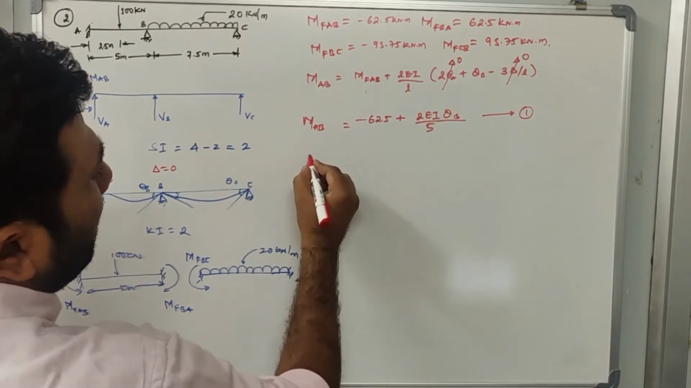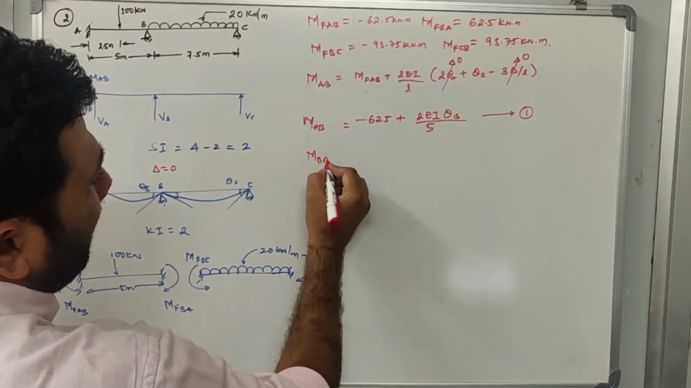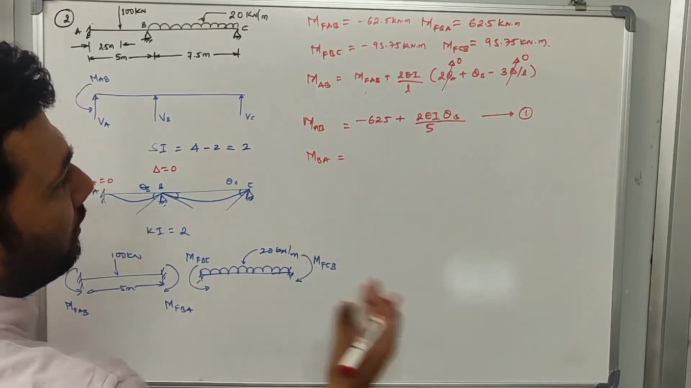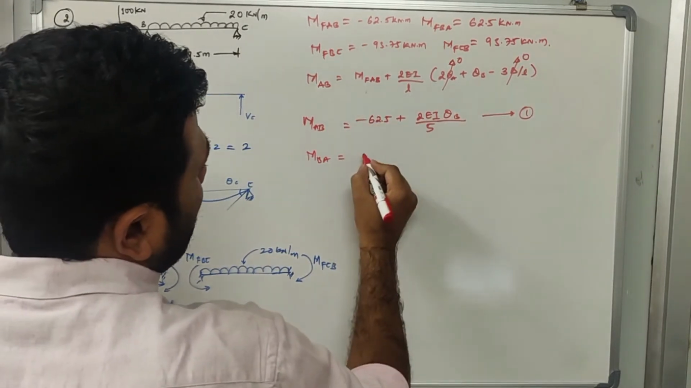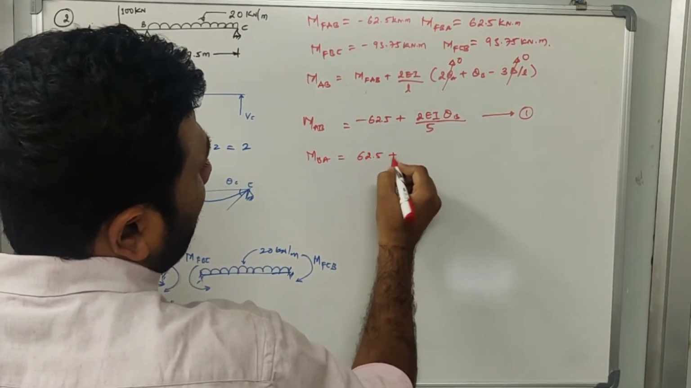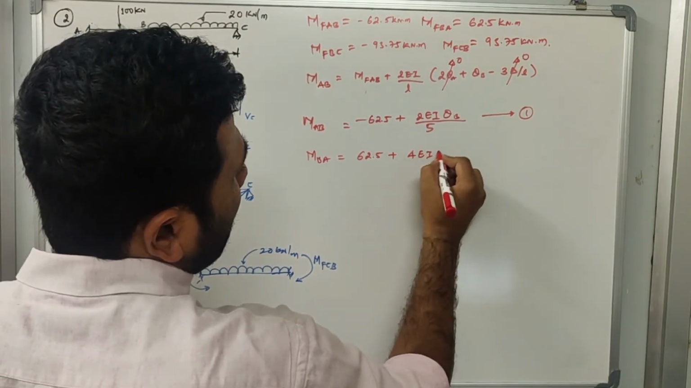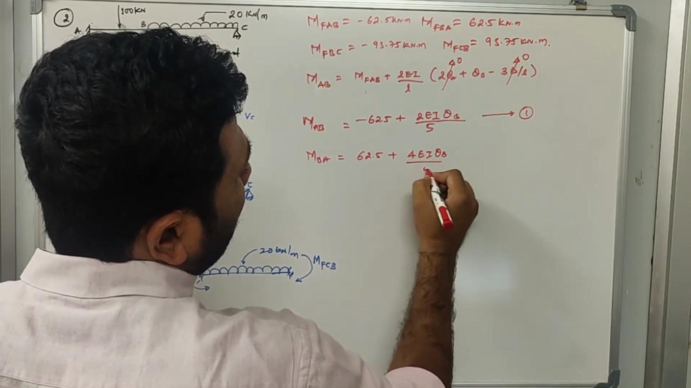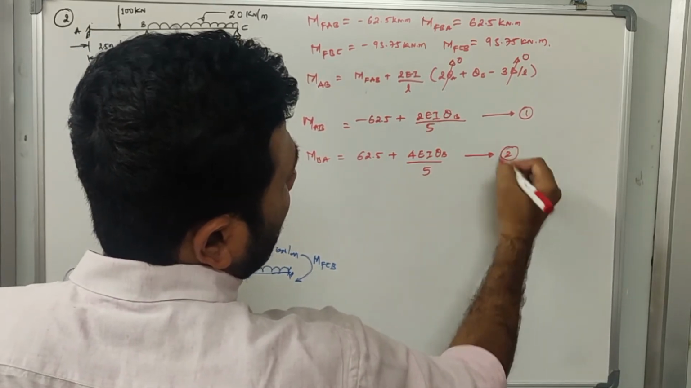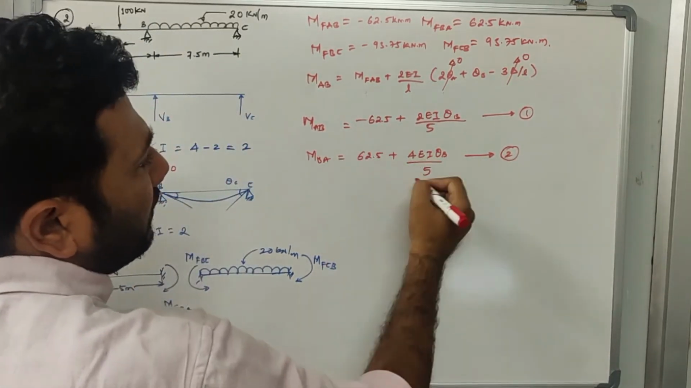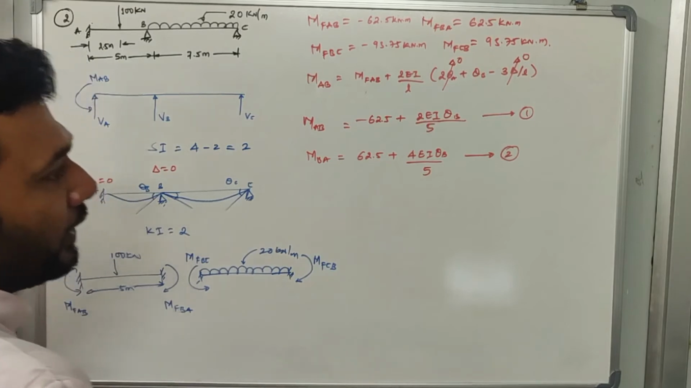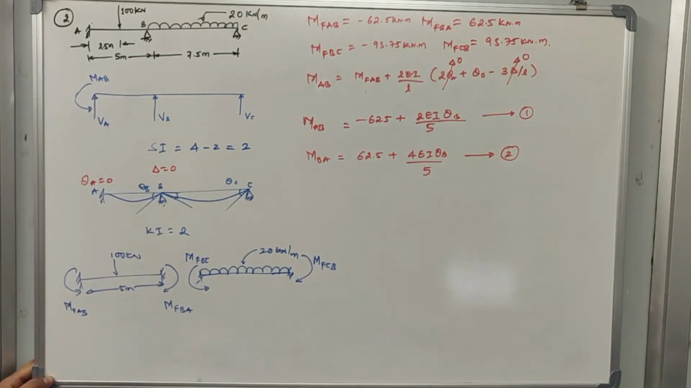Now similarly you can write for MBA. Let us write the equation for MBA. Now you try to understand this. This is 62.5 plus 4EI theta B by 5. So this will be my second equation. You try to verify whether this equation is correct or not. All of you write down this much.